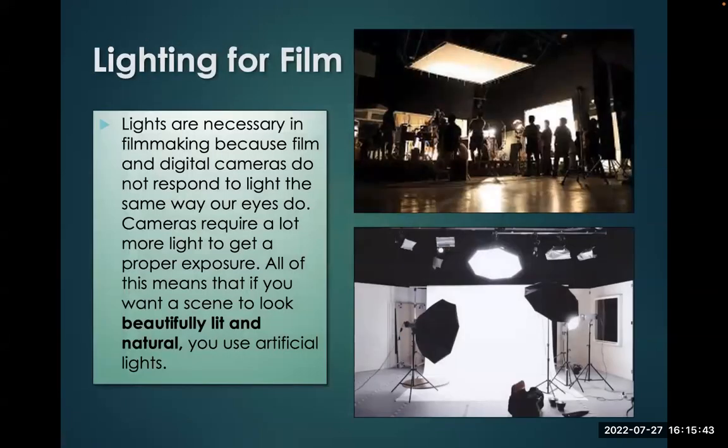So lights are necessary in filmmaking because film and digital cameras do not respond to light the same way that your eyes do, okay? So when you walk into a dark room, it's very easy for you to make out objects, but that's why when you walk on a film set, you'll see a lot more light than you think is necessary, a lot more than someone would have in their home, because it has to be brighter for the camera, even digital cameras.